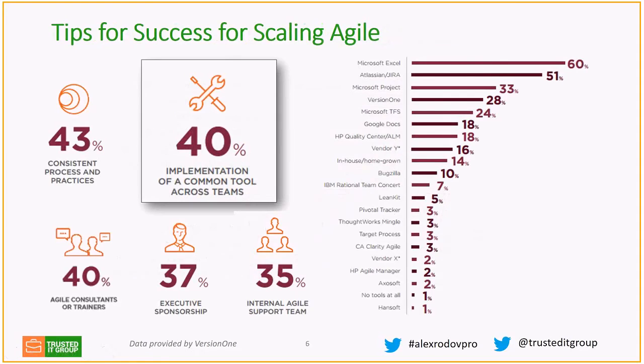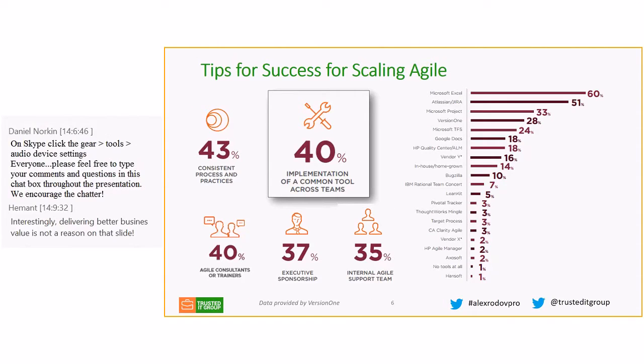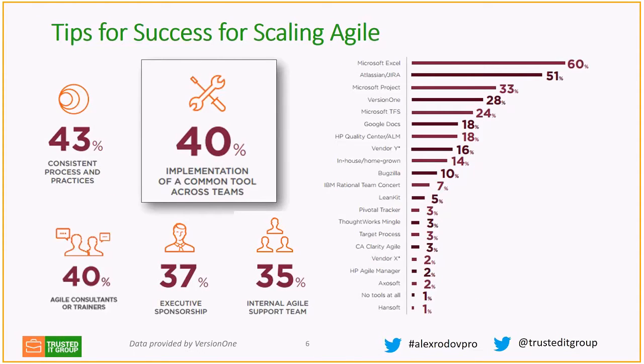Tips for success for scaling Agile. This is where we try to scale Agile a little bit so we can create more of an enterprise flavor of it and put it on an enterprise track. There are different tips for success to achieve that: consistent processes and practices, Agile consultants, executive sponsorship, internal Agile support teams, and the one I'm highlighting here, implementation of a common tool across teams.